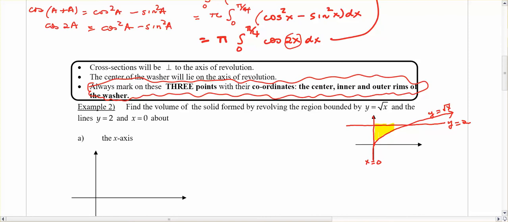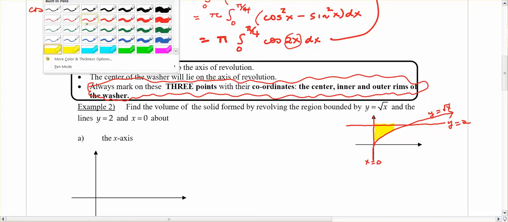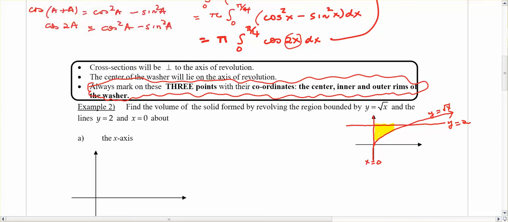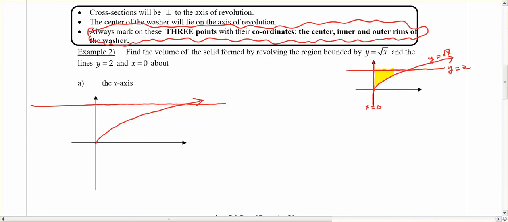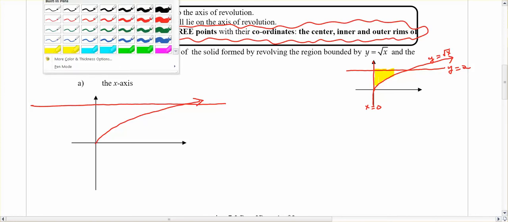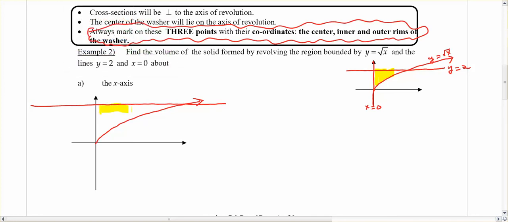Okay, so let's mark this on our diagram for actually thinking about rotating it. So let's go. The first rotation is about the x-axis. If I allowed myself enough room, yes. Okay, so here's my region.